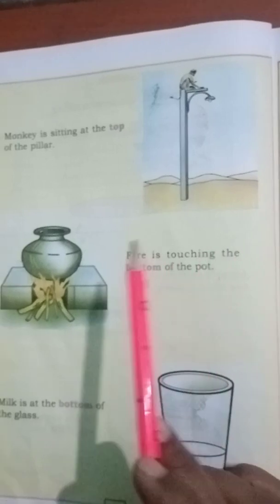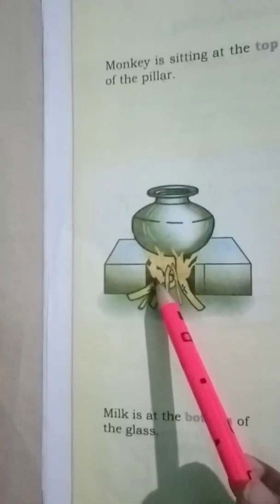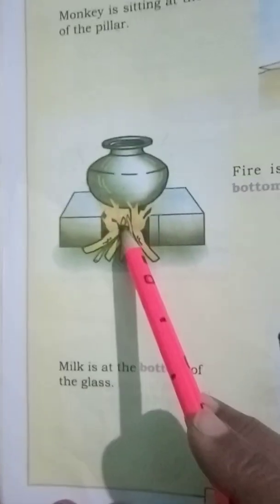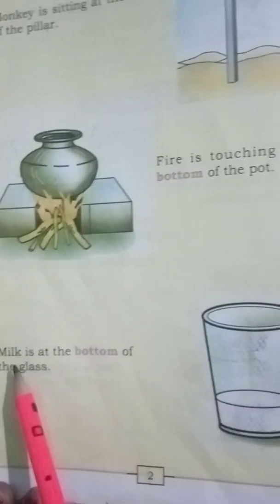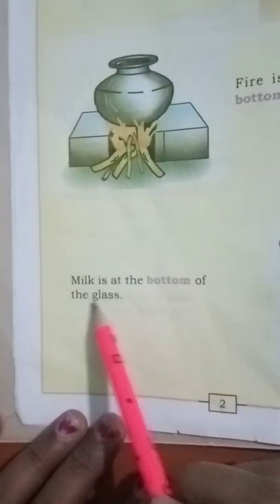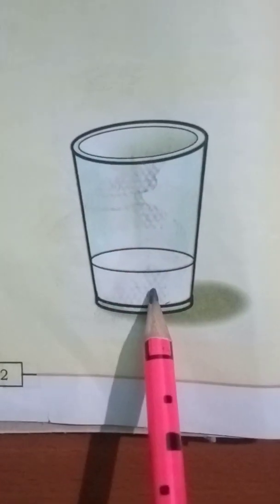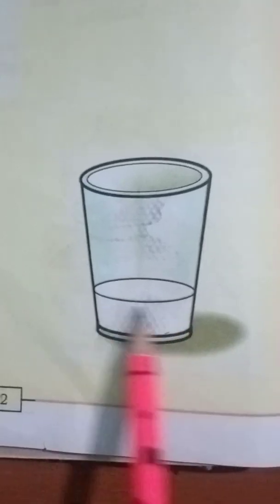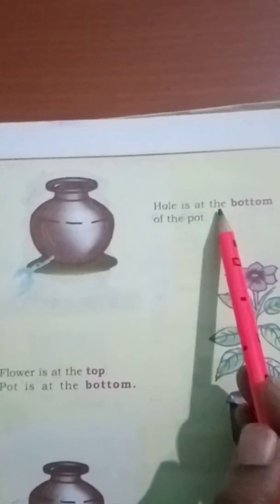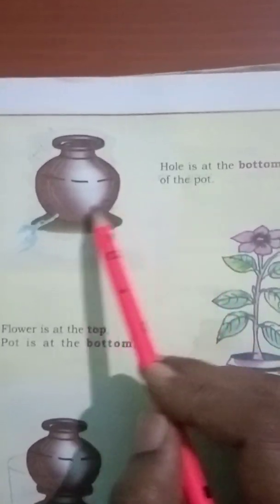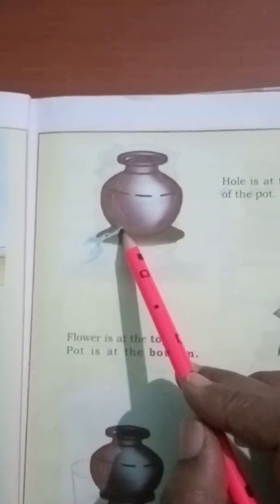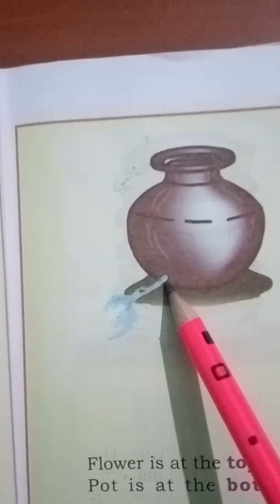Fire is touching the bottom of the pot. Where is the fire touching? Fire is touching the bottom of the pot. Milk is at the bottom of the glass. Where is the milk in the glass, children? At the top or bottom? Milk is at the bottom of the glass. Hole is at the bottom of the pot. Where is the hole? Hole is at the bottom of the pot.